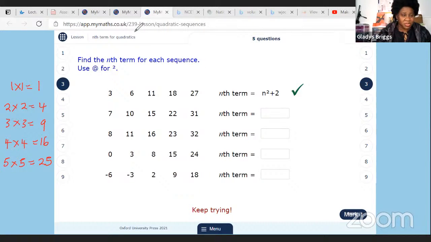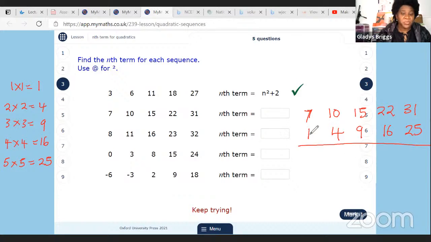So for question 2, we have 7, 10, 15, 22, and 31. And we're just comparing it to the square numbers 1, 4, 9, 16, and 25, to see what's left. So we have 6 here. If we subtract, we have 6 and 6 and 6 and 6.